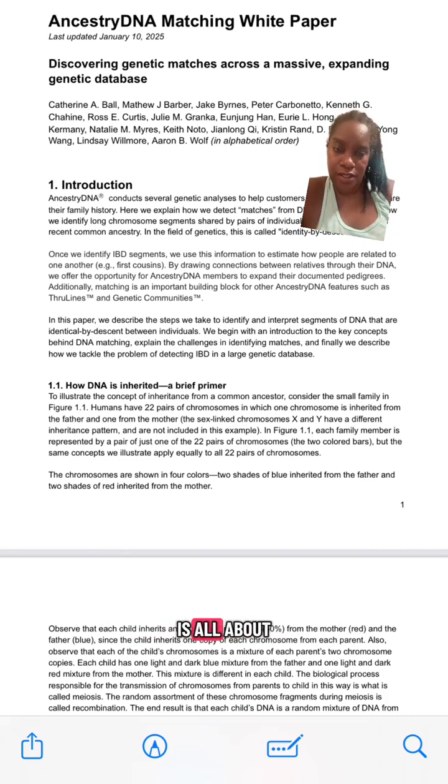So this white paper is all about how Ancestry detects and calculates DNA matches between people, basically describing the technical process they use to decide who shares inherited DNA, how much, and how those matches are adjusted. And this is really important because this is the foundational logic that impacts how other things are reported on their site, such as communities, your direct DNA matches, as well as even your ethnicity estimates.